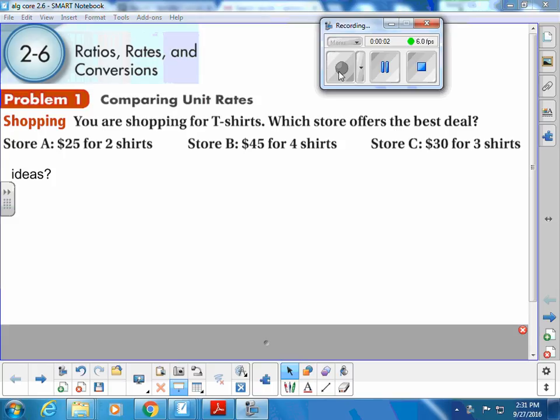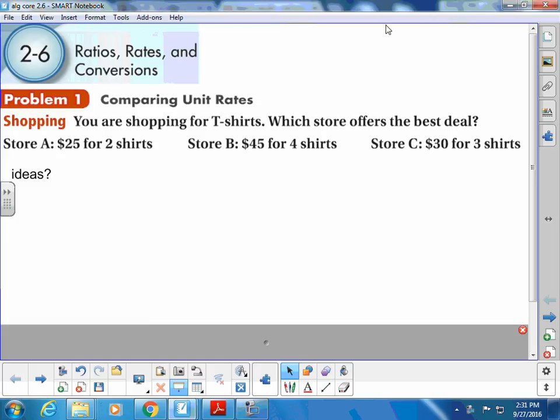Right, 2.6 is rates and conversions, ratios, rates, and conversions. So this is a really helpful unit because when you're shopping, it comes in helpful if you can tell what is the best deal on stuff. So if we look here, it says you're shopping for t-shirts. Which store offers the best deal?